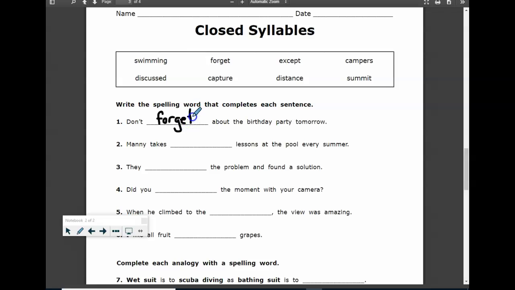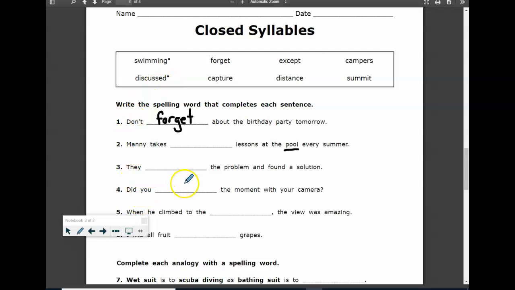Okay. Number 2, Manny takes blank lessons at the pool every summer. Well, what would you do at a pool? That's right, you would go swimming. Number 3, they blank the problem and found a solution. They discussed the problem. So they talked about the problem and found a solution.